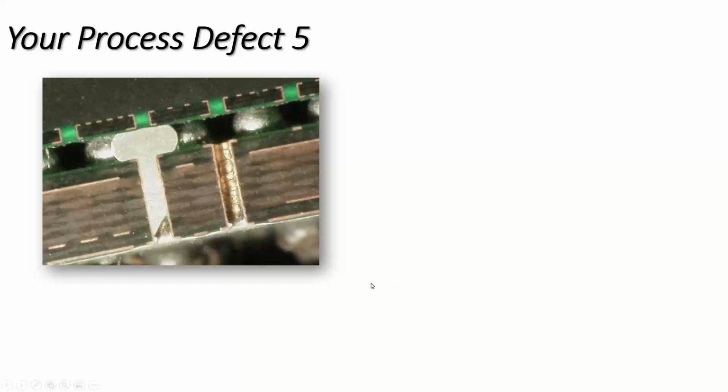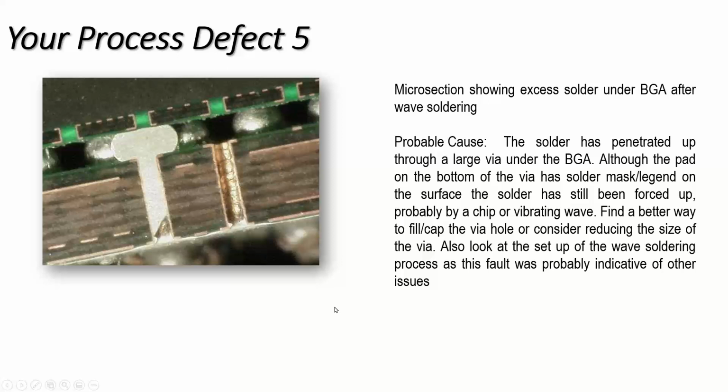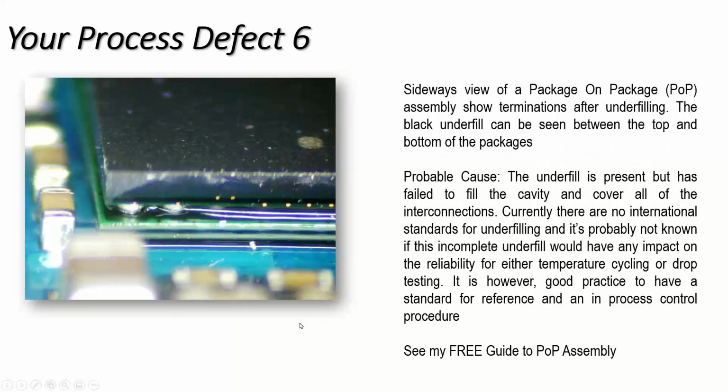Okay, so that's defect number 5, and I've just covered this with some text, which obviously you can read at your leisure. So Process Defect 6. Now, a couple of years back, I wrote a guide on POP, package-on-package assembly, and still some mobile phones use package-on-package products, either first generation or second generation. If you're not familiar with what a POP is, if you imagine a BGA soldered on top of a BGA, that's a general description of it.